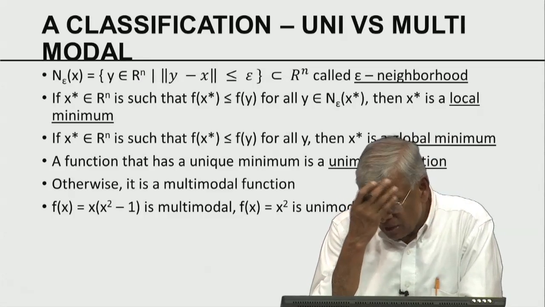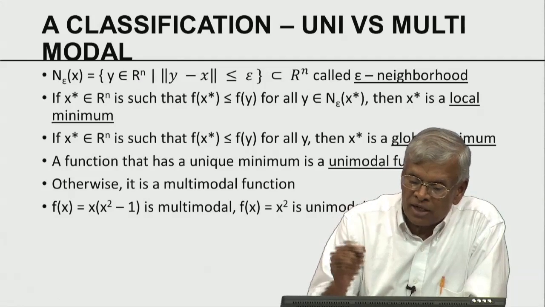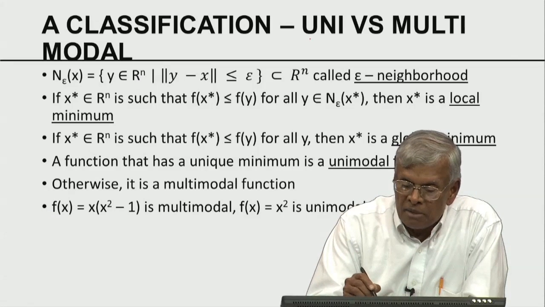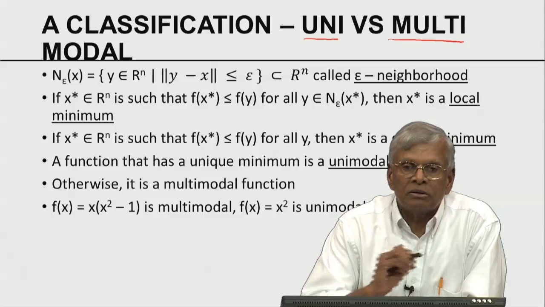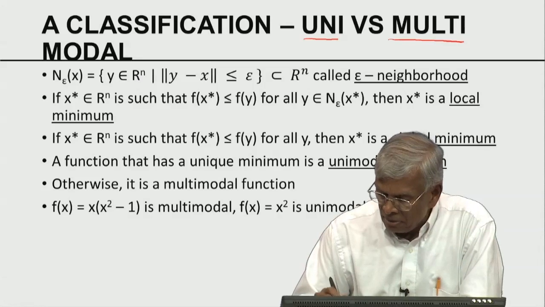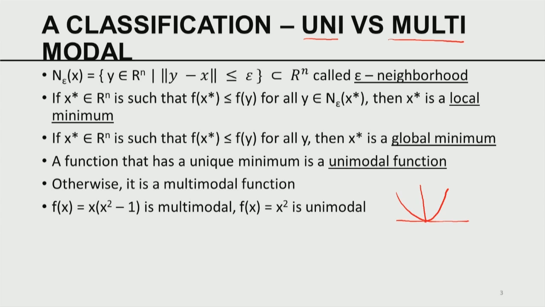A classification of minimization problems. Minimization problems occur in various shapes and forms. The first classification is with respect to modality. A minimization problem can be unimodal or multimodal. In a unimodal minimization problem, the problem has only one unique minimum. For example, if you have a cost function which is parabolic, which is a quadratic function, this is a unique minimum. But if you have some nonlinear problems, you may have a function which may be like this. In this case, there is multiple minimum. So unimodal function versus multimodal functions.